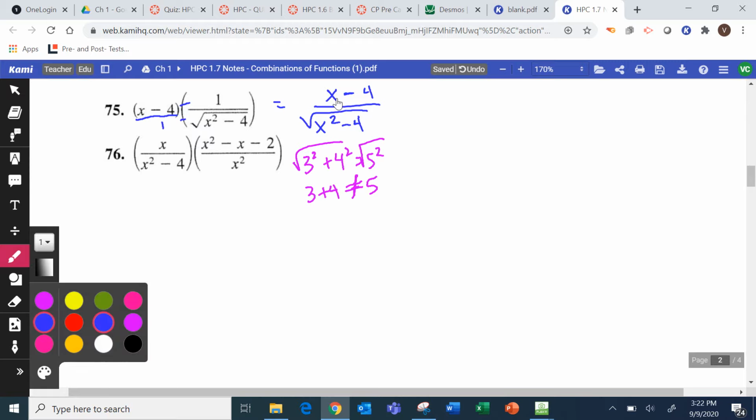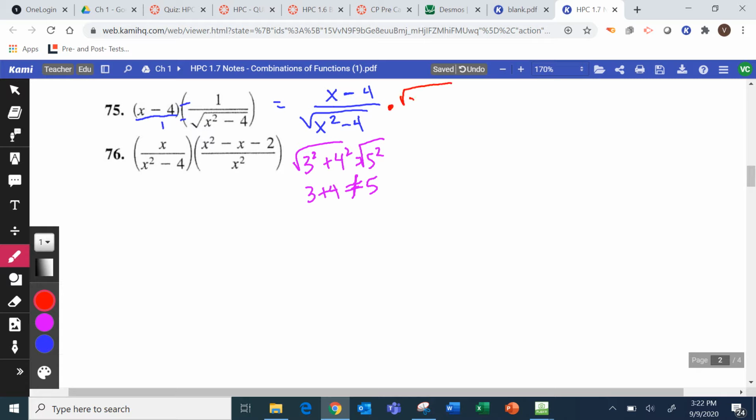But I learned this rule that says we're not allowed to leave a radical in the denominator, so we can rationalize it. This is just a simplifying rule, and the directions were to simplify. So on top I'll have an x minus 4 times x squared minus 4, and then on the bottom I will have x squared minus 4.